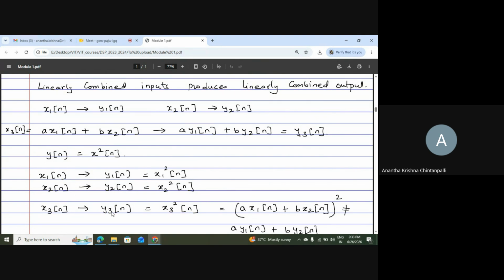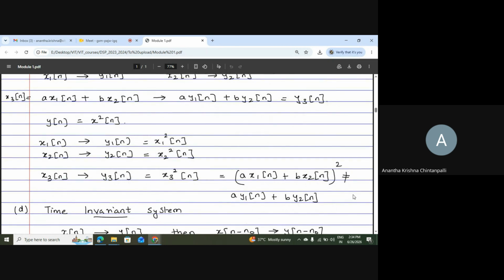Similarly, x3 of n should produce y3 of n. So y3 of n is nothing but x3 square of n. What is x3 square of n? It is nothing but a x1 plus b x2 whole square. So this is nothing but a plus b whole square. So this is not equal to a y1 of n plus b y2 of n. What is that? In this expression, this is a x1 square of n plus b x2 square of n. So this is not going to be a linear operator. Okay.